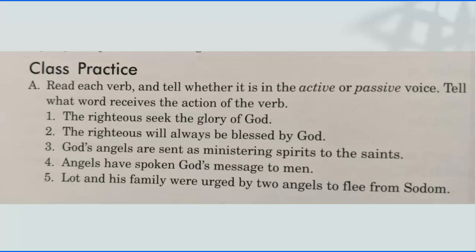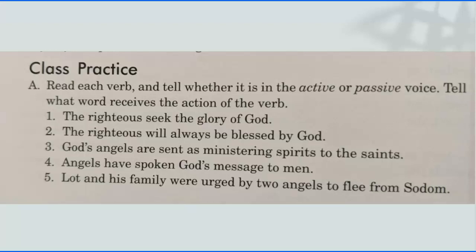Number 1, the righteous seek the glory of God. Seek is active, and glory is what the action gets passed to. Number 2, the righteous will always be blessed by God. Will be blessed is passive, and righteous is what is getting the action. Number 3, God's angels are sent as ministering spirits to the saints. Are sent is the verb, which is passive, and then angels get the action. Number 4, angels have spoken God's message to men. Have spoken is active, and then message is the direct object.